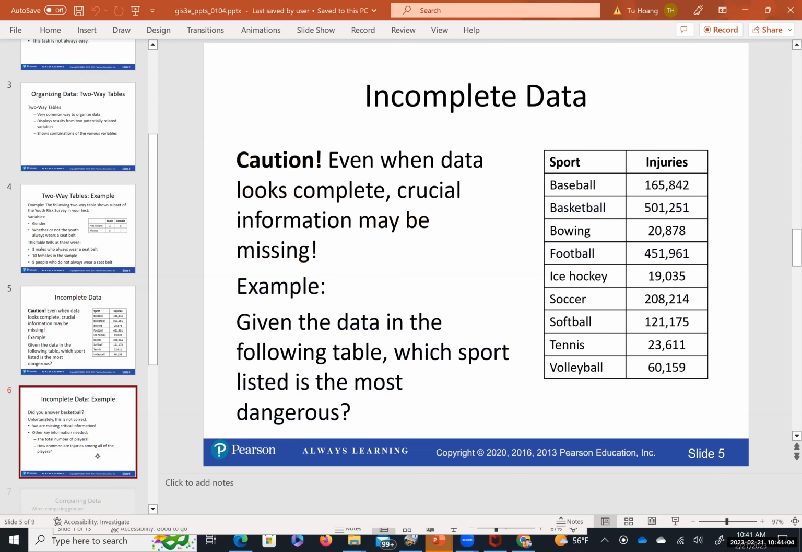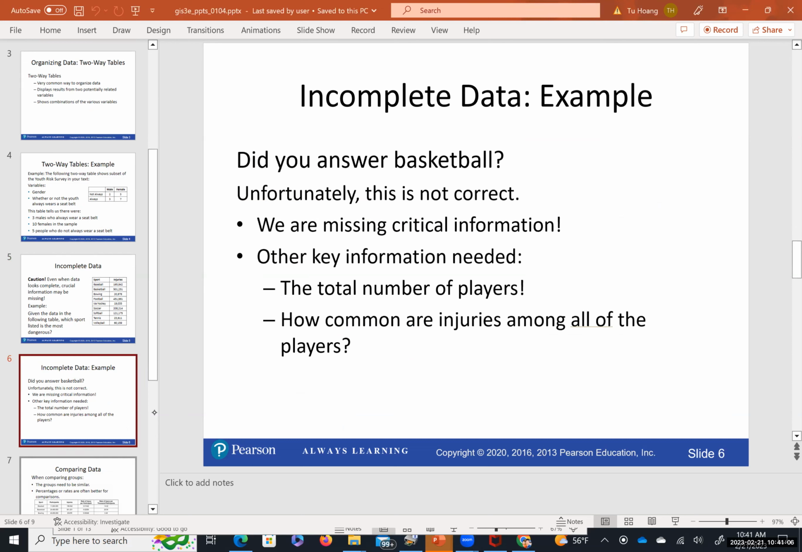Okay, so here we go. Incomplete data examples, we keep working on that. Like I stated before, we thought maybe it was basketball. However, this is not correct. We're missing critical information. Other information needed, such as the total number of players, right?